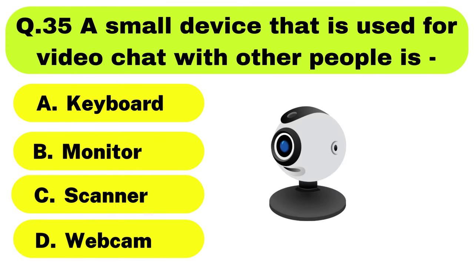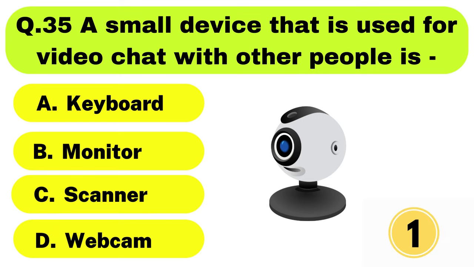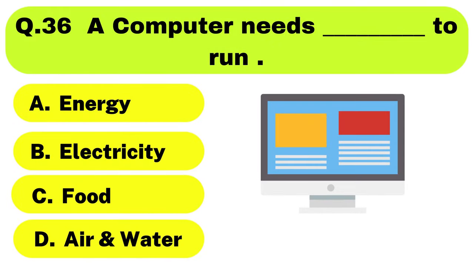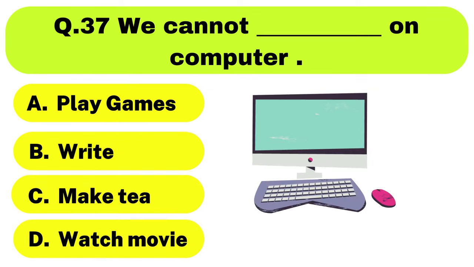Question number 35, a small device that is used for video chat with other people is... The correct answer is option D, webcam. Question number 36, a computer needs dash to run. The correct answer is option B, electricity. Question number 37, we cannot dash on computer. The correct answer is option C, make tea.